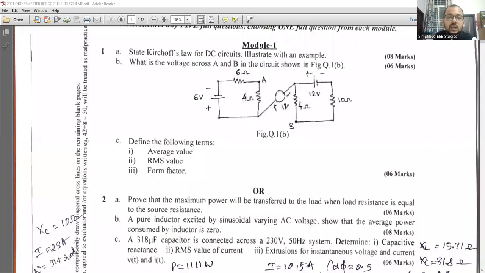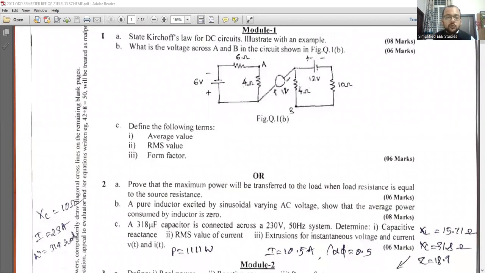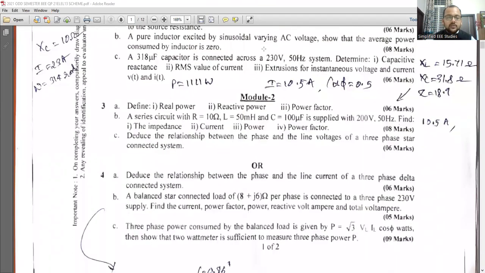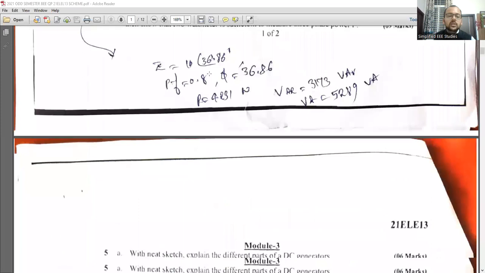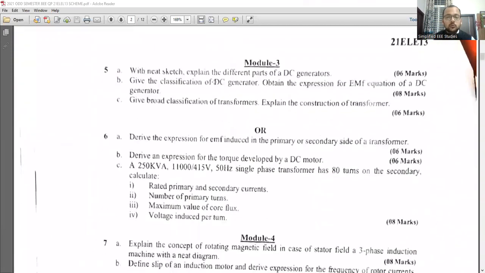As you can see, we have completed the questions related to module 1 and module 2 also. Now, let us move on to the questions from module 3. First of all, I request you to read the question once. 5A. Let's read the question 5A. All of you can go through the question. Yes, what is in the question? With a neat sketch, explain the different parts of DC generator.